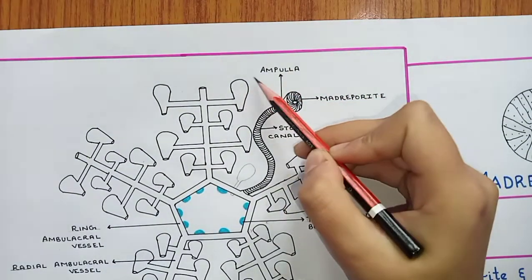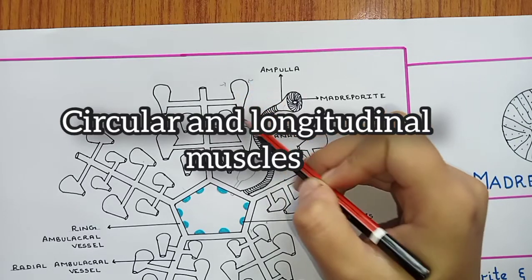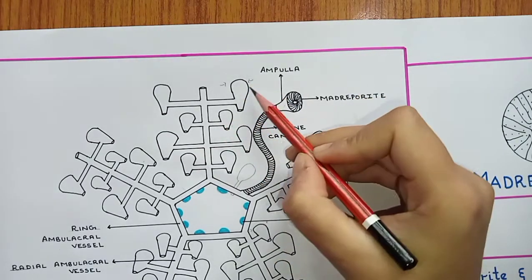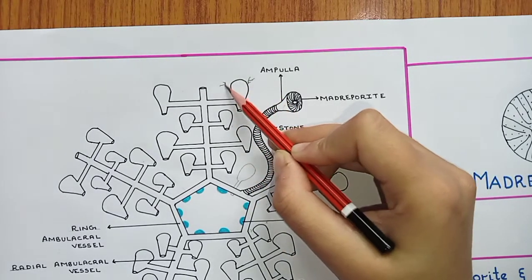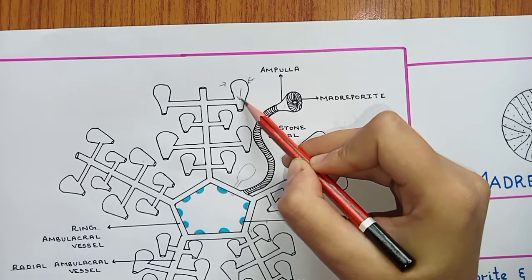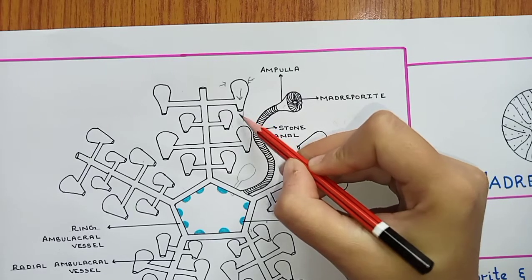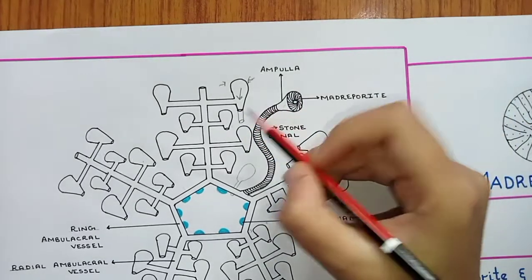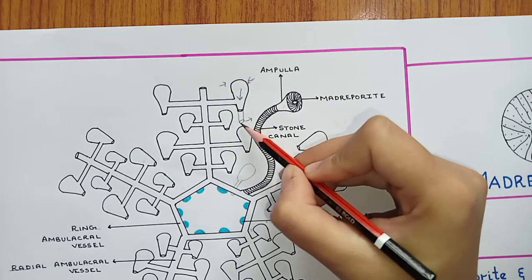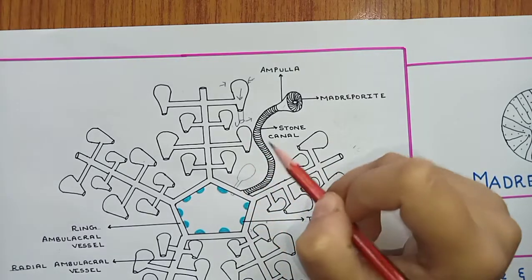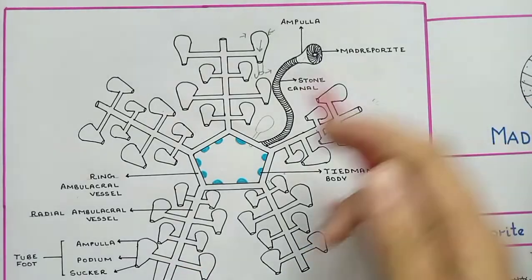The water enters the ampulla, and the circular muscles and longitudinal muscles in the tube feet help to coordinate the tube feet. The water in the ampulla gets squeezed and is pushed towards the suckers, and the muscles in the suckers get elongated, like this, and then the tube feet move in the direction where the organism wants to move. So this is the function of this water vascular system.